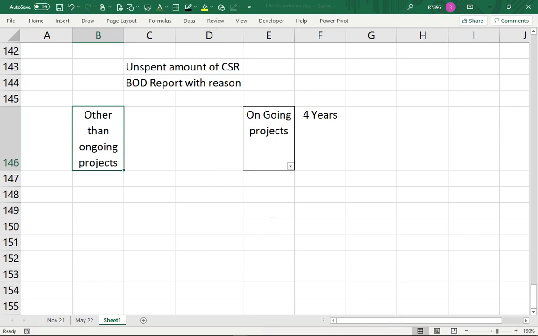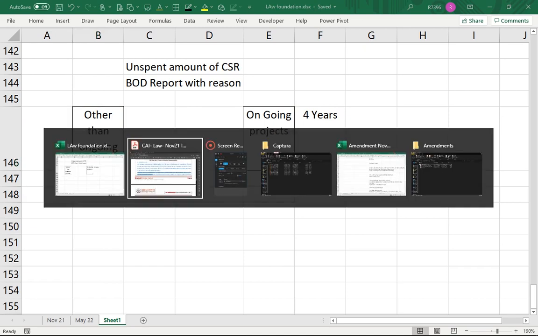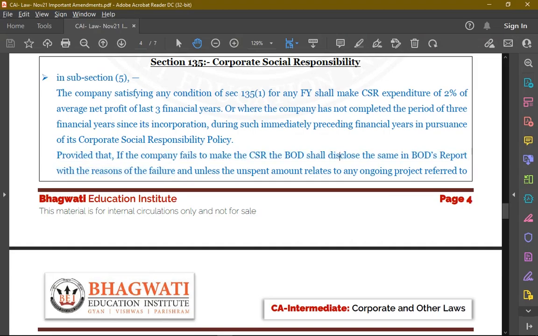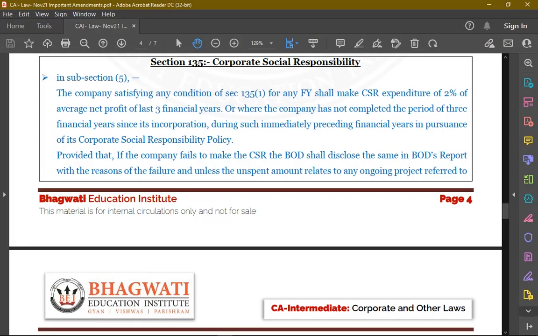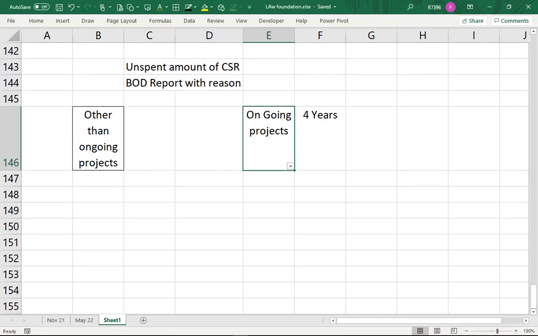And any money of the CSR which is not related to such ongoing big projects, that is, other than ongoing projects. Now, treatment of both of these is given differently in the new amendment. Alright, what does the law say about this? Look what it says: unless the unspent amount relates to any ongoing project. Here we are talking about the first part, other than ongoing projects. It is clearly mentioned in this paragraph that if the unspent amount relates to any ongoing project, then the treatment will be different.